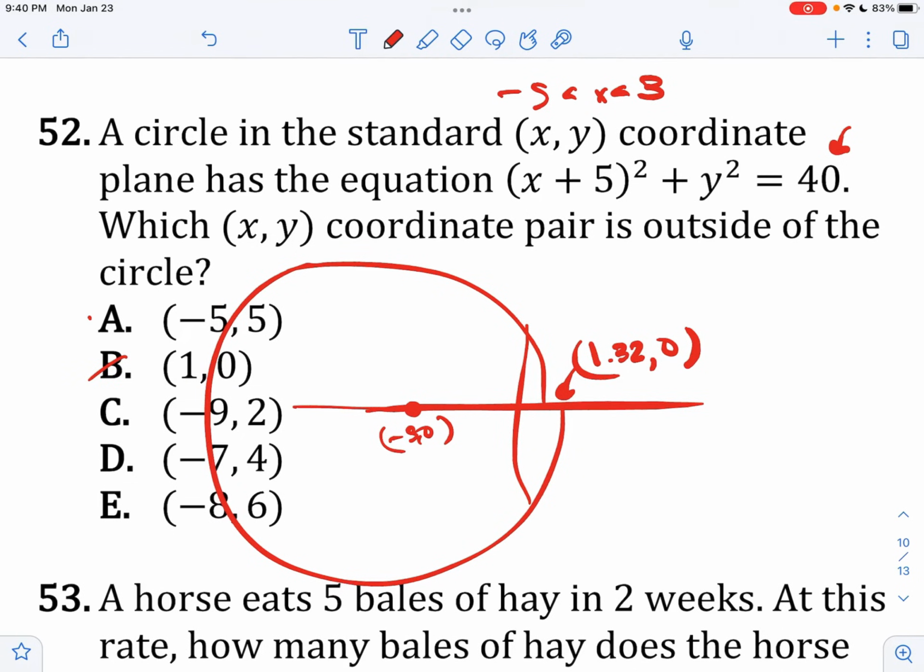Negative 9, 2 is going to be outside. Negative 7, 4. Yeah, negative 5, 5 is going to be inside too because it's going to be literally right here. That's inside. Negative 9, 2 is going to be somewhere here. That's going to be inside. And you can use the distance formula to check all these points, but I'm just kind of eyeballing it.